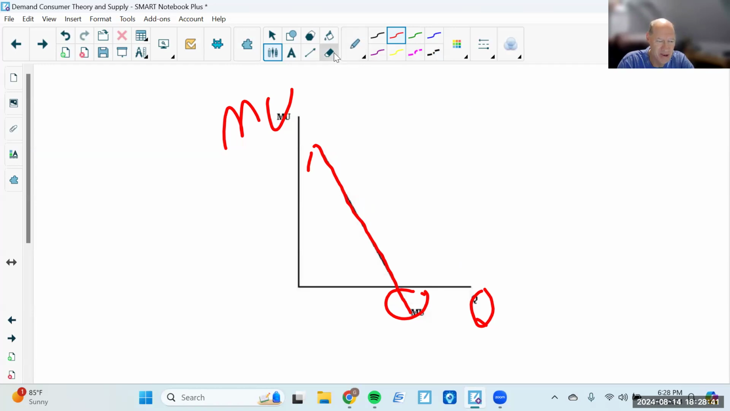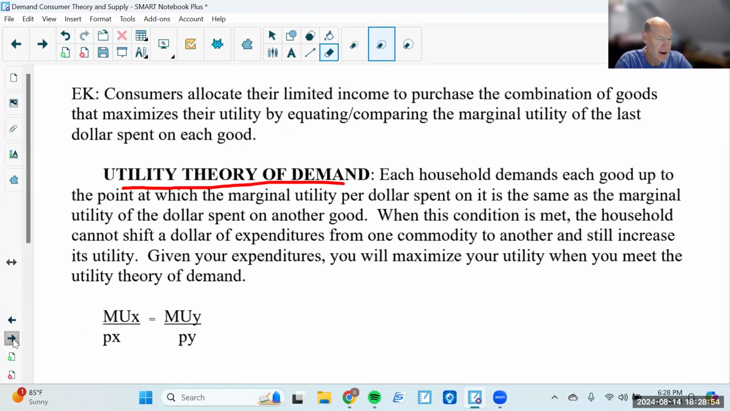We always assume in economics that we're rational. A rational decision maker would stop before it went negative, but we've all made decisions where we've gone negative in marginal utility. So, all right.